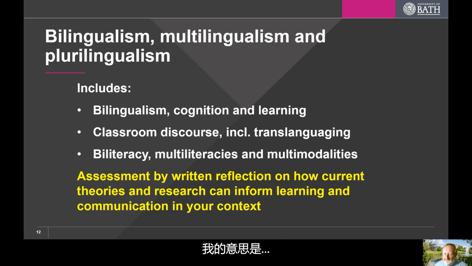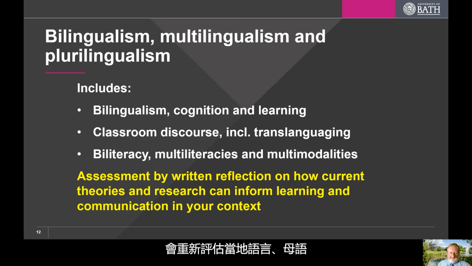Okay, I mean, bilingual education systems are very common. However, they are very variable in terms of their success rates. Okay, and we look at some of the more successful models and figure out why learning seems to be more effective in those particular environments. We look at classroom discourse, which includes things like translanguaging.